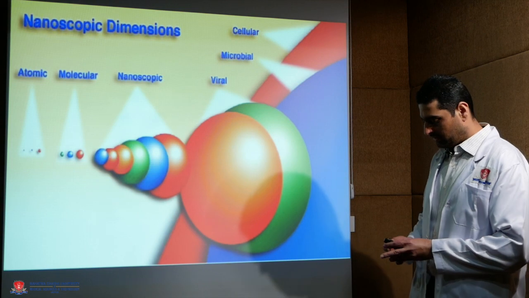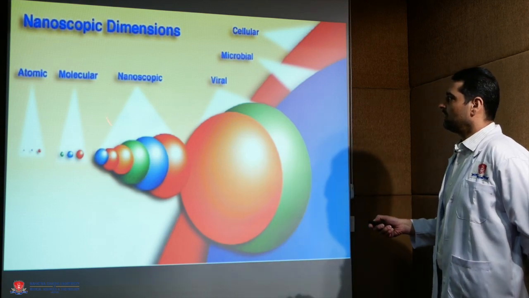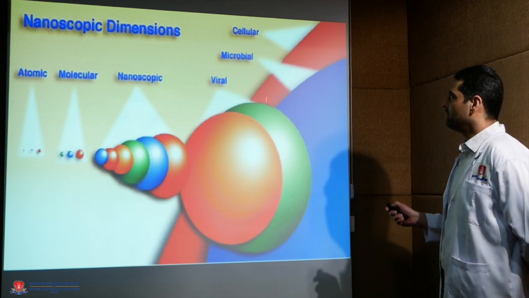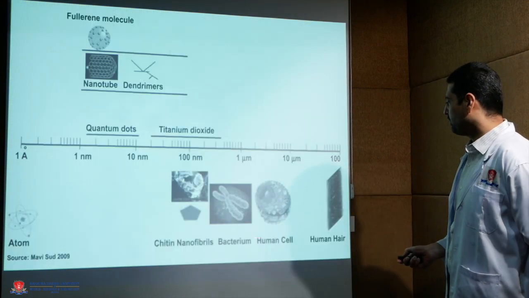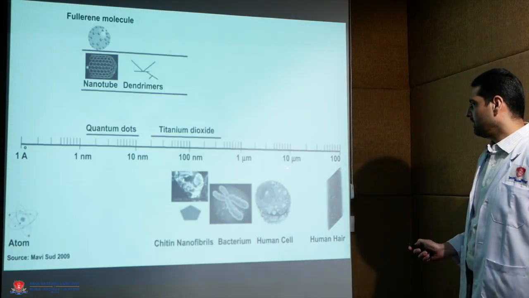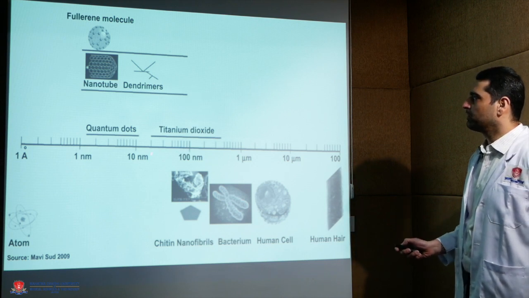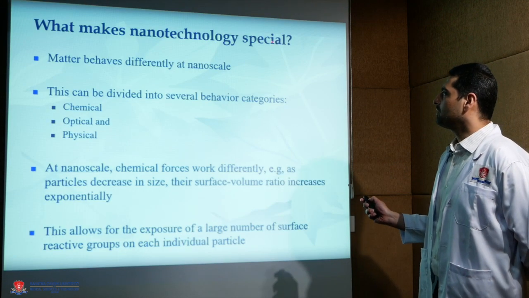patients. So this is just to show you the comparison of the size of a nanoscopic structure in comparison to atom, molecule and various viral and microbial agents and the cell. Another structure to show the comparison of common objects like human hair, human cell, bacteria and the nanotechnology products like quantum dots, nanotubes, dendrimers. Now what makes nanotechnology special?